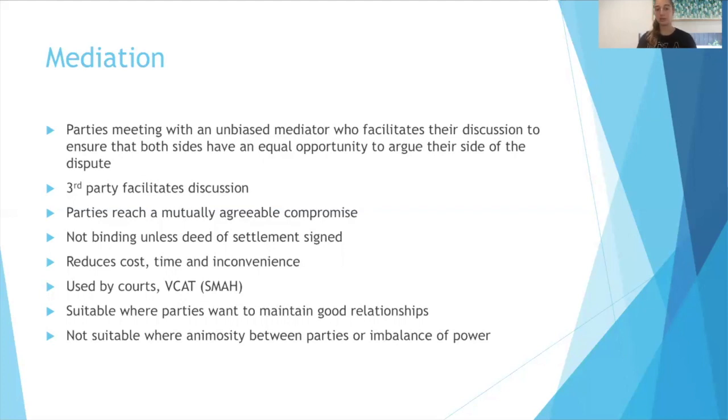This allows the parties to reach a mutually agreeable compromise. However, the decision is not binding unless a deed of settlement is signed. Mediation is beneficial as it reduces costs, time, and inconvenience for parties. Mediation is used by courts, as we learned before, through case management powers, VCAT, and VCAT's short mediation and hearing for civil claims of less than $3,000.